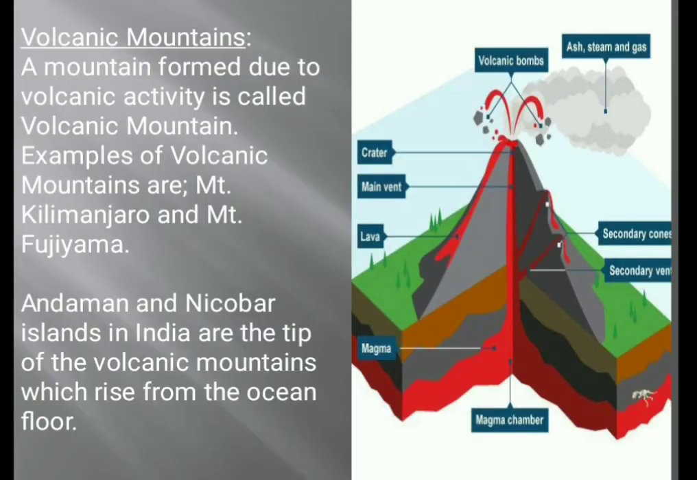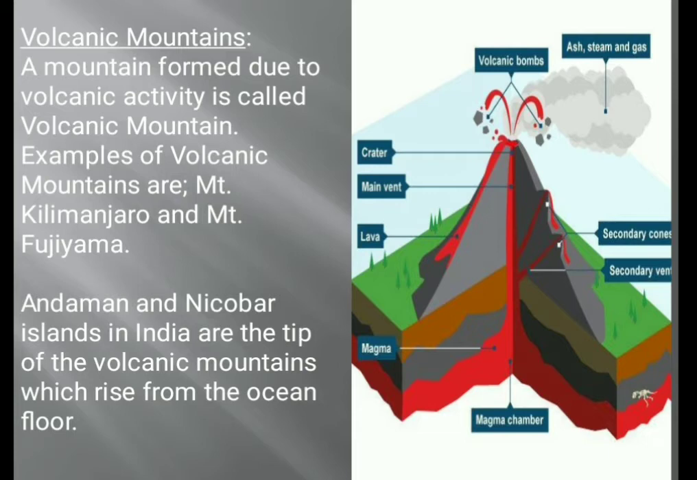Now, if I move on to number 3, the volcanic mountains, volcanic mountains are formed due to volcanic activities. A mountain formed due to volcanic activity is called a volcanic mountain. Examples: Mount Kilimanjaro and Mount Fujiyama are the biggest examples. Then, if you have studied about the Andaman and Nicobar Islands in India, they are also the tips of volcanic mountains which rise from the ocean floor. Understood, children?